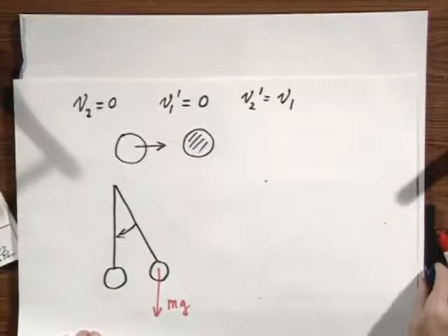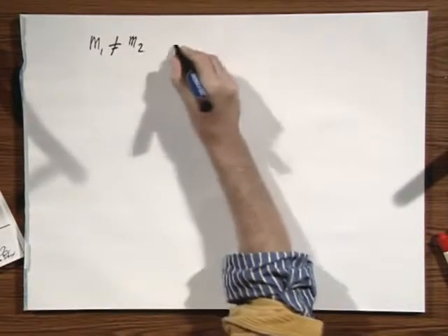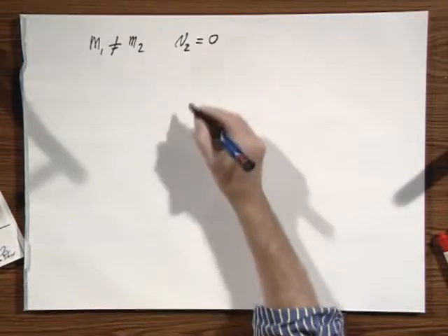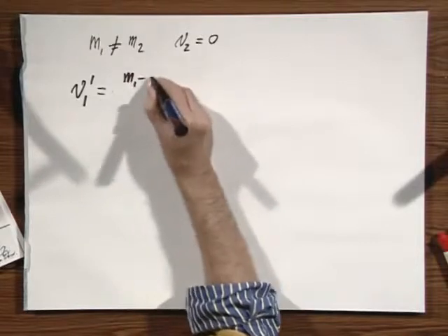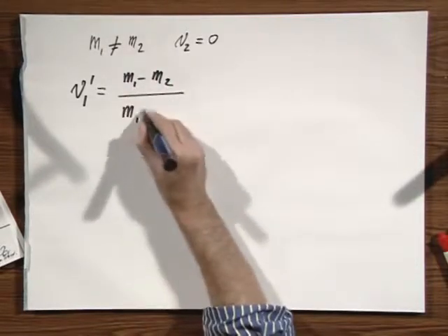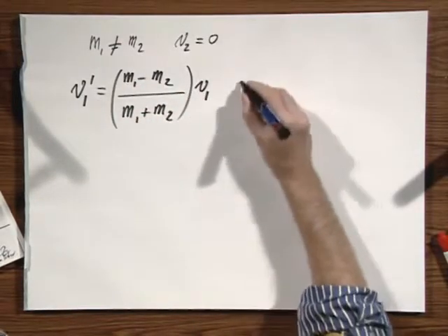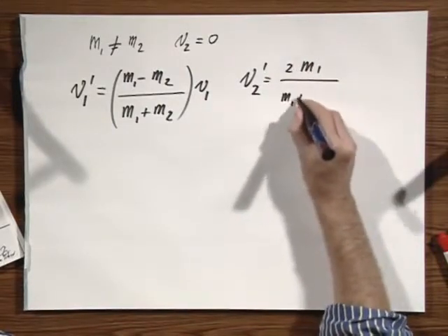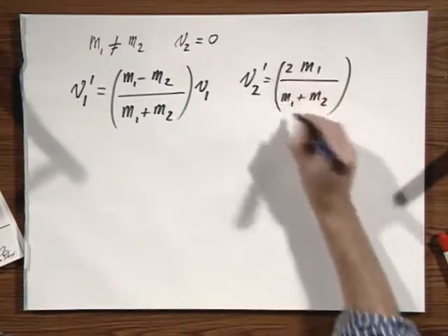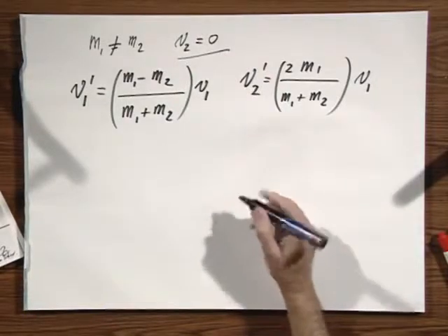So let's now take a situation that M1 is not M2. But let's, for simplicity, still take V2 equals 0, so our equations become a little simpler. It's the same equation that I wrote before, but I substitute V2 equals 0, so this is V1, and V2 prime equals 2M1 divided by M1 plus M2 times V1. Same equations as before, but I substitute V2 equals 0.